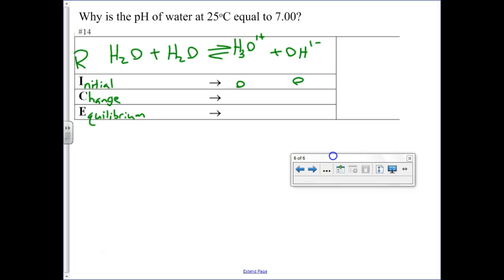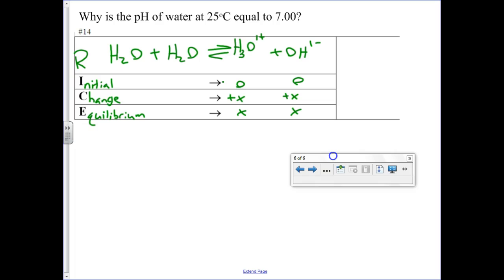I'm going to use X. So plus X, some quantity we don't know yet. Plus X, some quantity we don't know yet. But it's going to be the same, because for every hydronium, I'm going to get a hydroxide. At equilibrium, we write down our final chunk. Our initial plus our change gives us our equilibrium. Now, we had nothing, so these are just both going to turn into X.